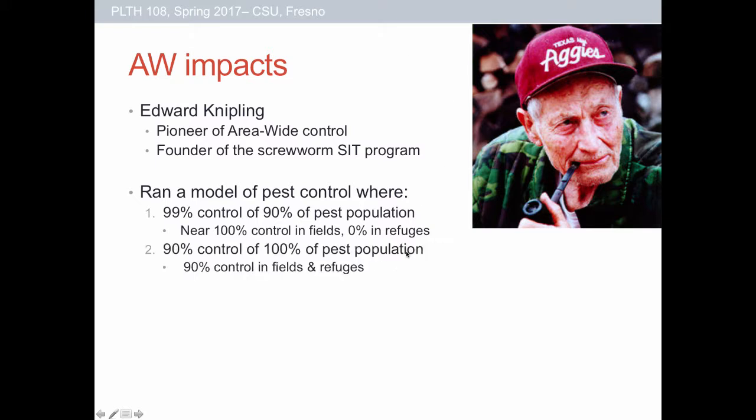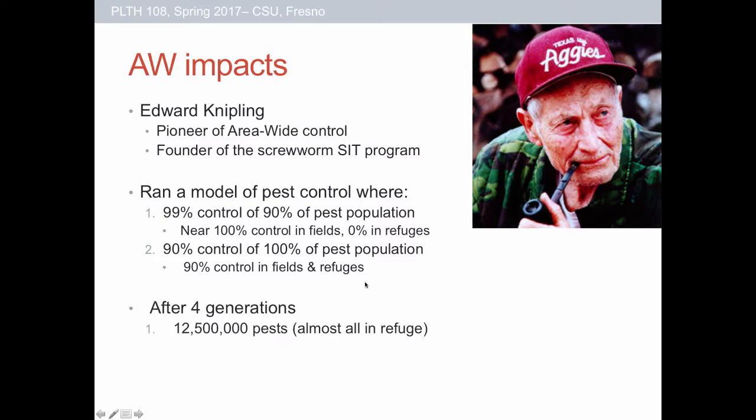As an alternative, he considered an area-wide control, where essentially, using the same amount of control resources, he says, well, instead of putting 99% of that control within just the crop, let's take 9% of that control and let's put it out in the refuges too. So ideally, the same amount of chemical, biocontrol, sterile insects, whatever it is you're using to control, but you distribute it across refuges and crops. So essentially, 90% control across the board.